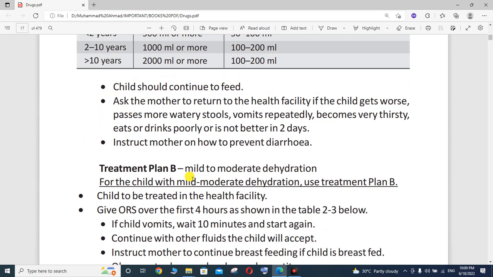Inshallah, in my next lecture, we will continue with treatment plan B for diarrhea.